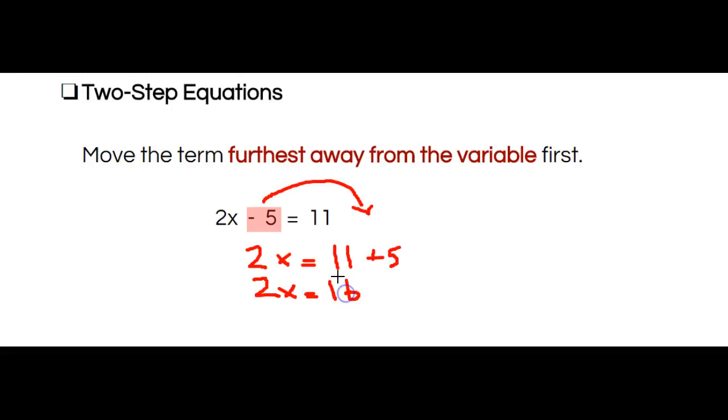But I'm not done yet because I don't have my value of x all by itself on one side. I still need to get rid of this 2. So I'm going to undo the multiplying by 2 by dividing by 2, dividing it out. And then whatever I do to one side, I do to the other side of my equation. And that leaves me with the value of x, canceling these out. So x is equal to 8.